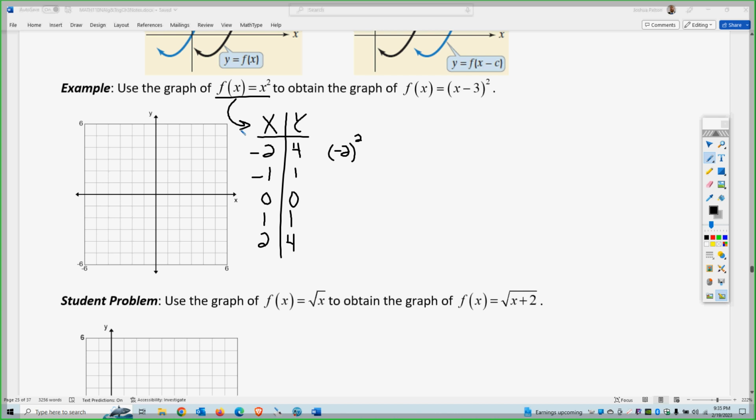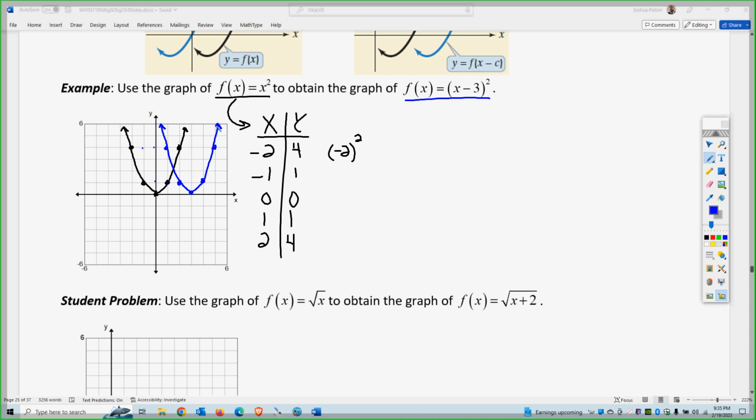So -2, 4, -1, 1, 0, 0, 1, 1, and 2, 4. That's essentially what a quadratic looks like. It's a parabola. We'll just choose another color here. So what if I subtract 3 on the inside? I'm actually going to move it to the right 3, to the right 3, to the right 3, to the right 3. So I get a new parabola over here.